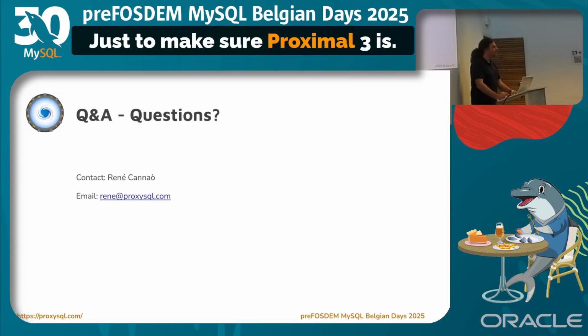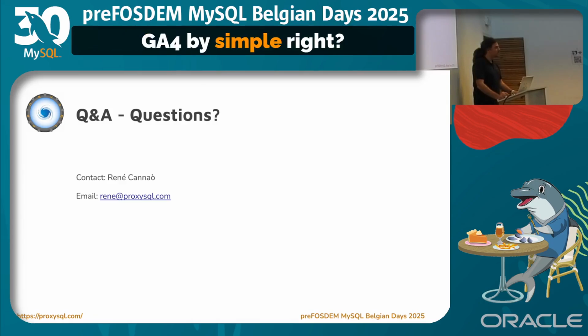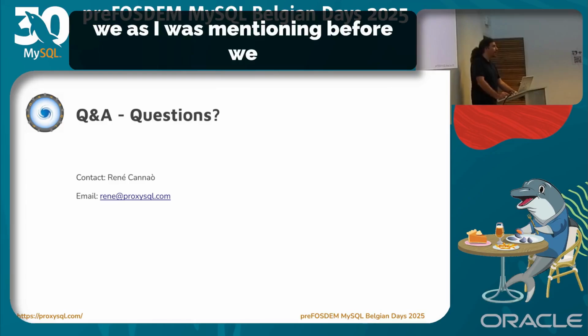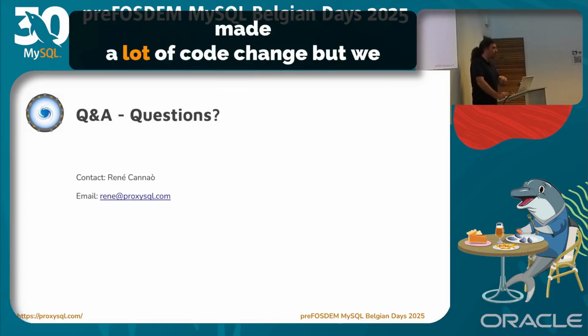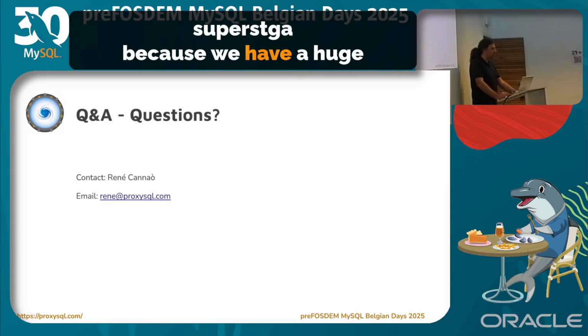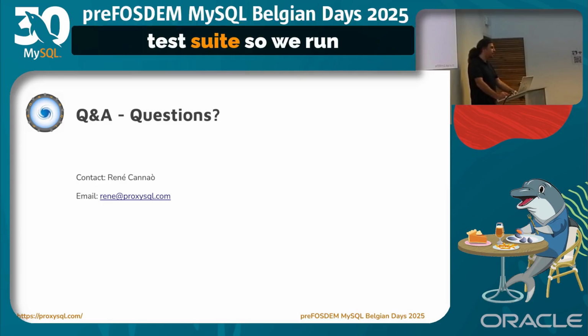Just to make sure, so ProxySQL 3 is GA for MySQL, right? Yes. As I was mentioning before, we made a lot of code changes, but we are quite confident that for MySQL it is still GA because we have a huge test suite. So we run a lot of testing, and we are quite confident.